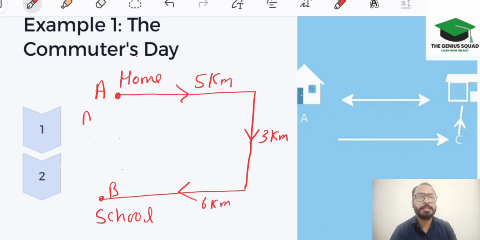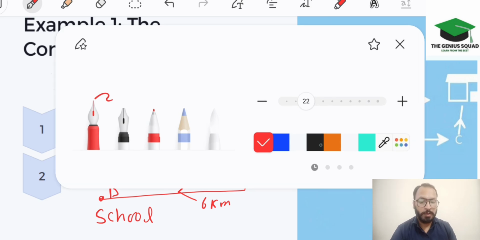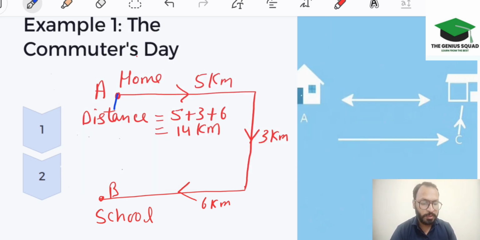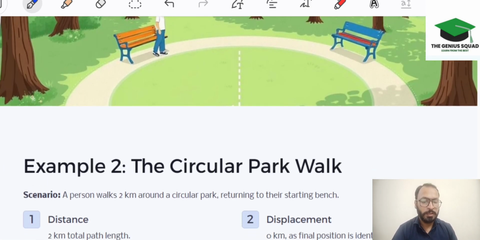If I ask you what is the distance that you have traveled, you will say that the distance is equal to 5 kilometers plus 3 kilometers plus 6 kilometers, which gives a total of 14 kilometers. That is the distance. But if I ask you what is the displacement over here, you have to join point A to point B. As you know, this distance is 3. So the displacement will be 3 kilometers, because it is the shortest distance between point A and point B.